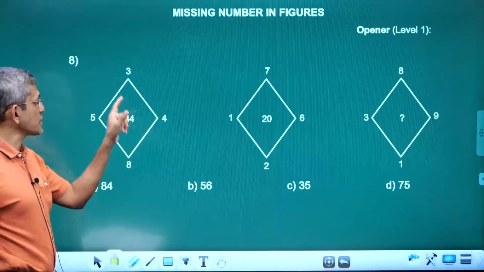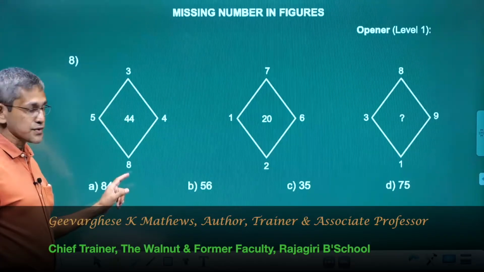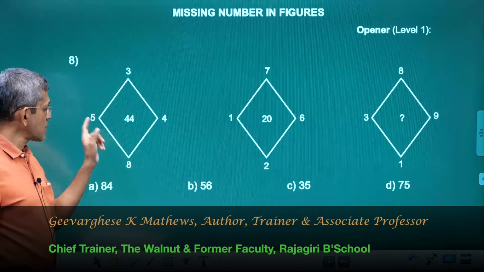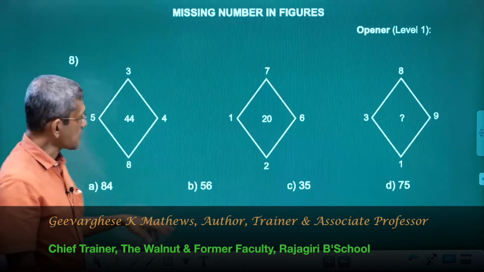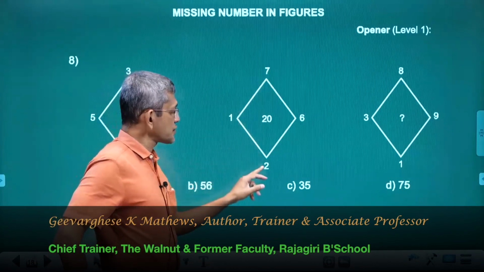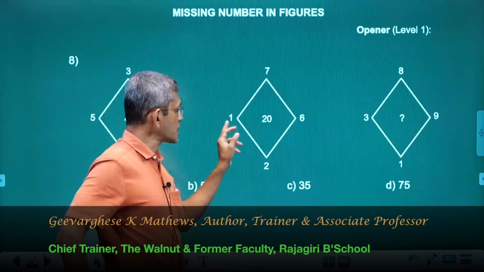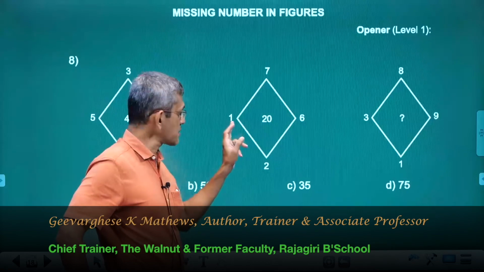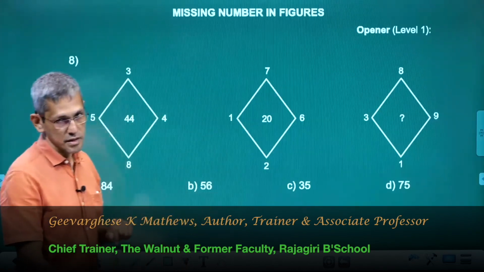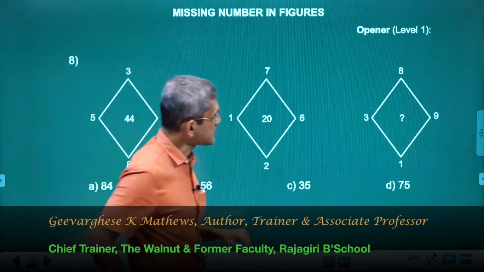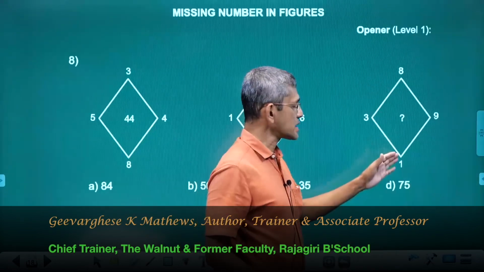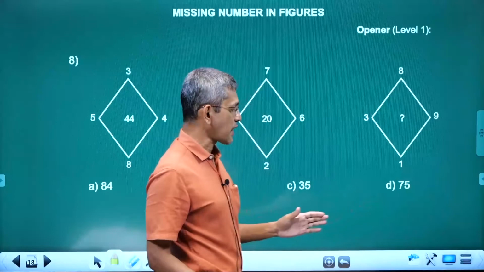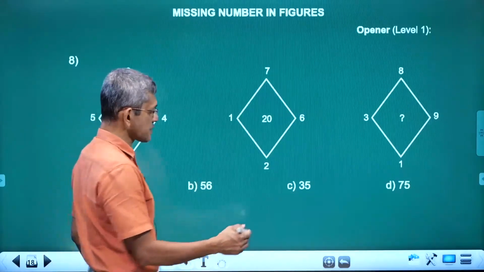5 into 4 is 20. 8 into 3 is 24. So 24 plus 5 into 4, 20, that is 44. However, is it applicable here? 7 into 2 is 14. 14 plus 1 into 6 is 6. So 14 plus 6 is 20. Perfectly all right. So let's try that pattern here. 8 into 1 is 8. 3 into 9 is 27. 27 plus 8 is what? 35. So we have the answer 35 right here.